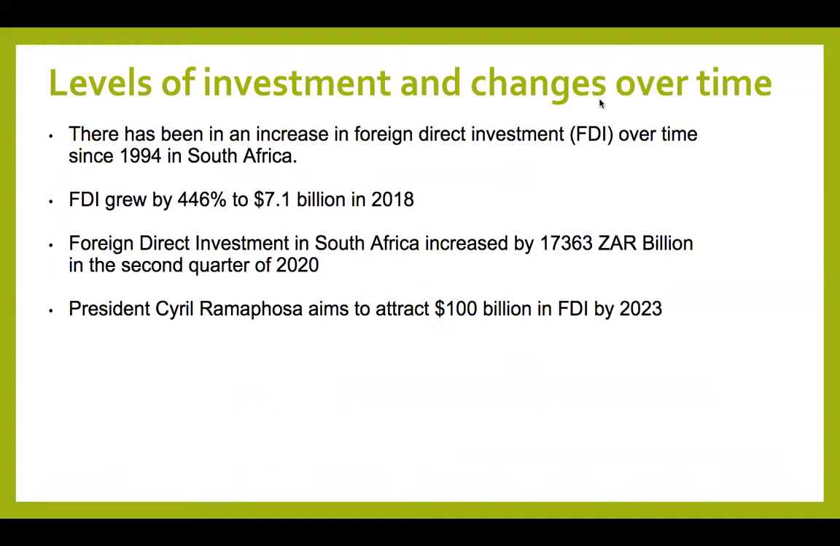Compared to other countries in the African continent, the potential attractiveness of South Africa is high. There has been an increase in foreign direct investment over time since 1994 in South Africa. The foreign direct investment grew by 446% to $7.1 billion in 2018, after a sharp decline in 2014. Foreign direct investment in South Africa increased by about 17.3 trillion rands in the second quarter of 2020. President Cyril Ramaphosa aims to attract $100 billion in foreign direct investment by 2023.